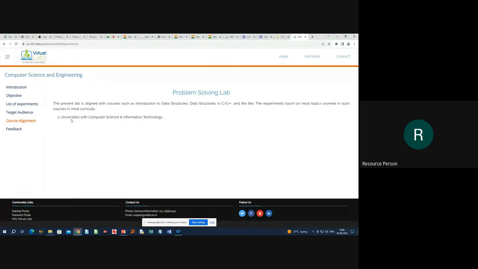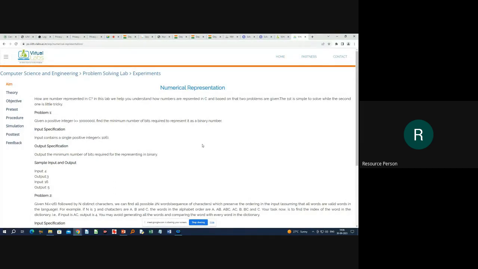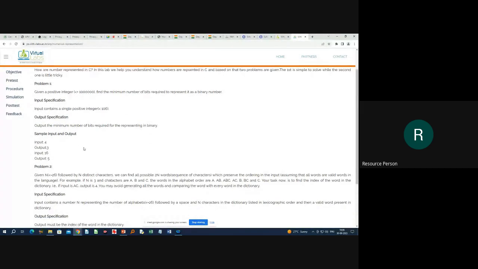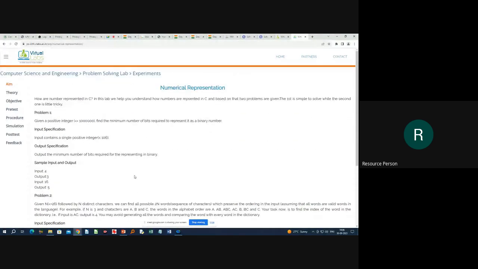Who can get benefited? Universities with computer science and IT, those kinds of departments. Likewise, you can see. So let me go to the list of experiments and try to open an experiment. You can see here is the problem, here is the input, output, and everything is very well documented.